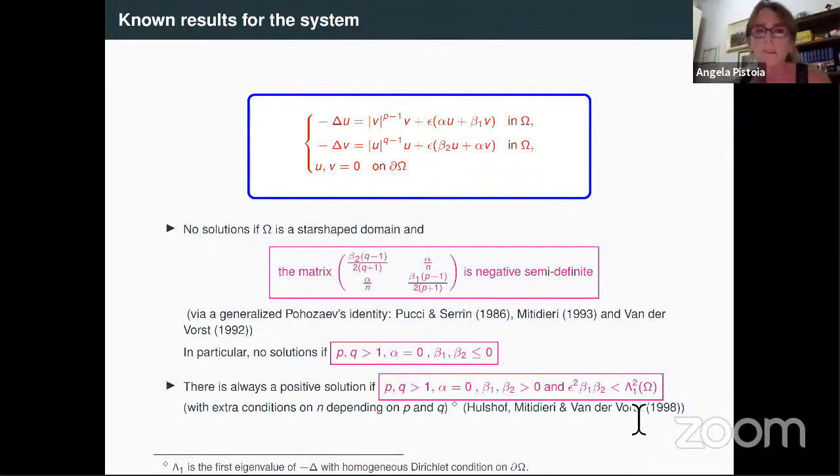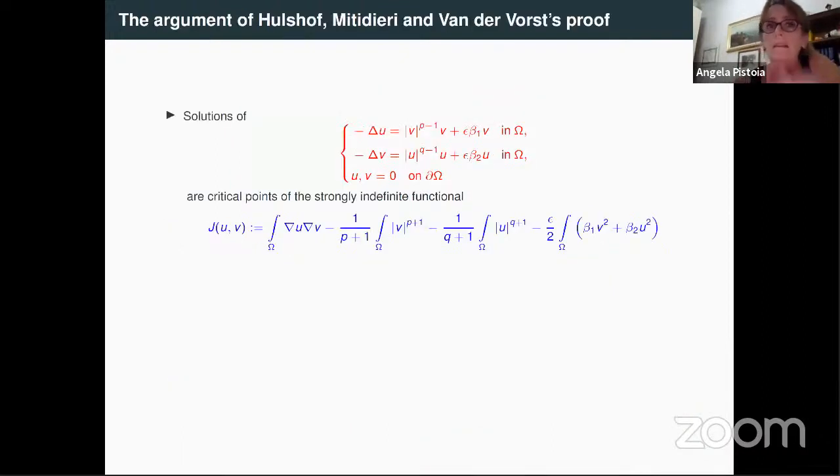There are extra conditions on the dimension n, which depends on p and q, but I will not spend many words about this fact. This is the result. This existence result is due to Hulshof, Mitidieri, and van der Vorst. And what can we say about the proof of the result? Okay, the proof of the result relies on this fact.